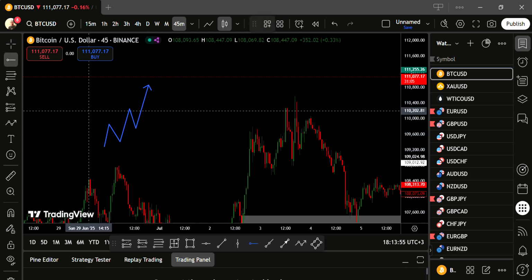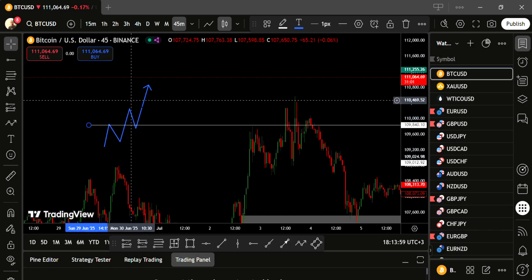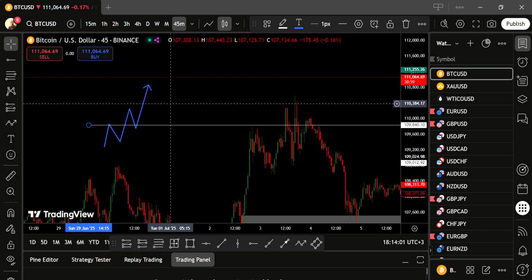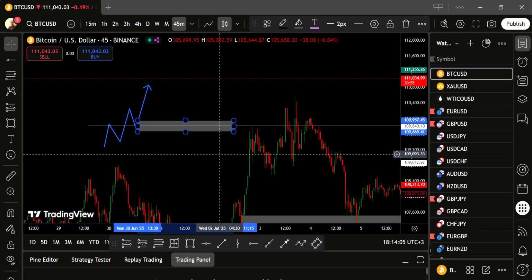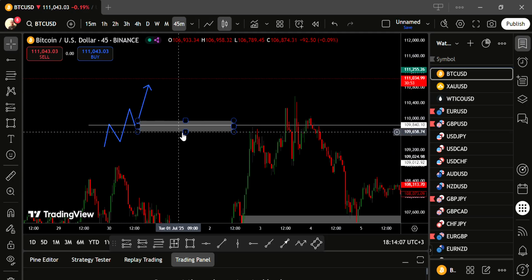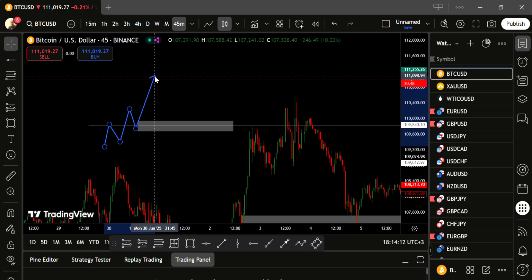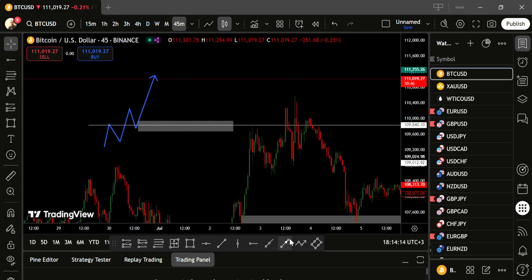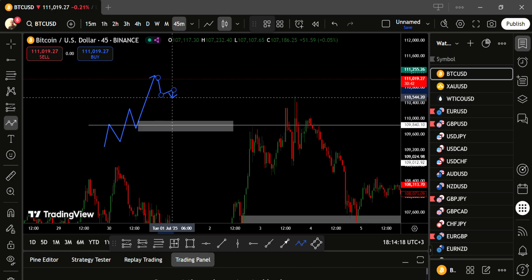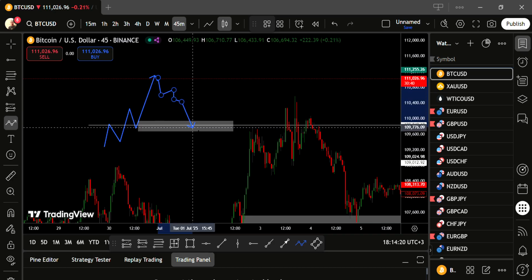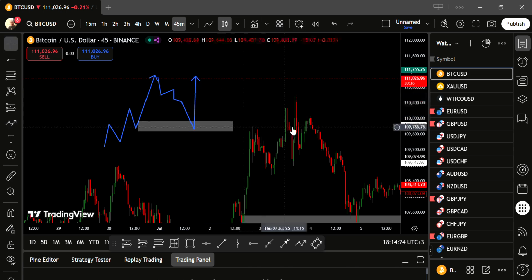So there is support here. So resistance, broken, turns into support and price goes up, and leaves a demand zone here like this. So when price comes back to this demand zone, we buy up to the previous high. Okay, so now price comes back to the zone, picks the orders, and we buy up to the previous high like that.